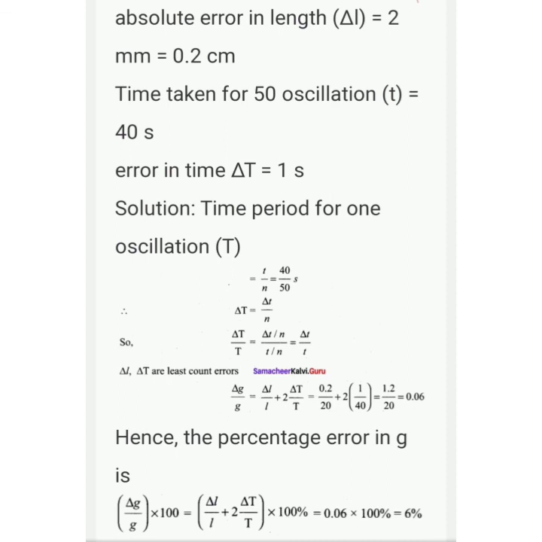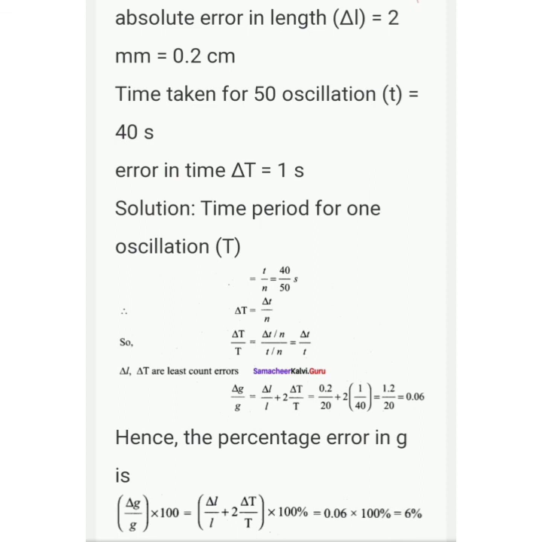And we know the formula for gravity: g is equal to L by T square. Okay, so when it is in the division form, what will we do? We will take the individual errors and add. That is the propagation of error method. So using that method, delta g by g is equal to delta L by L plus 2 delta T by T. Okay, so we need to find delta L by L and delta T by T.